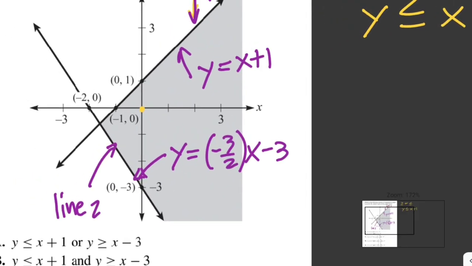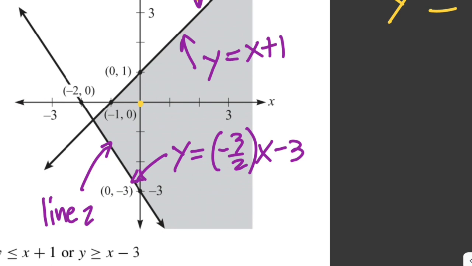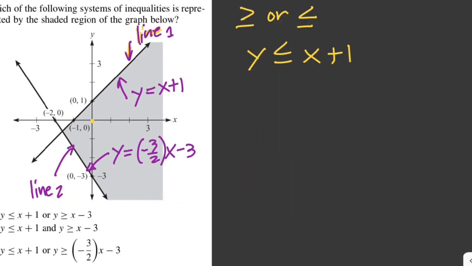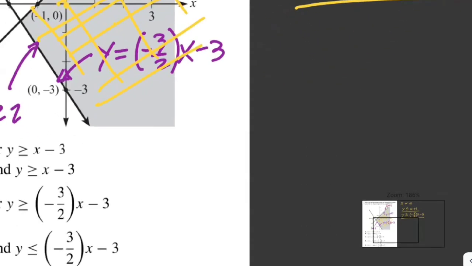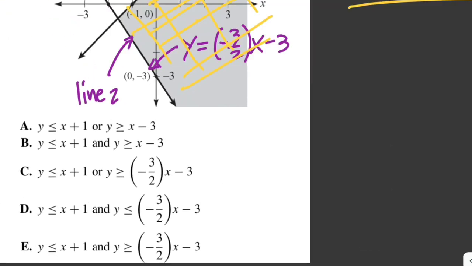And let's take a look at line 2. Line 2 is shaded above the line, to the right. So this shaded portion here, going up, is y greater than or equal to -3/2 x minus 3. Okay, so these are the system of inequalities. So the answer here from our choices should be letter E.